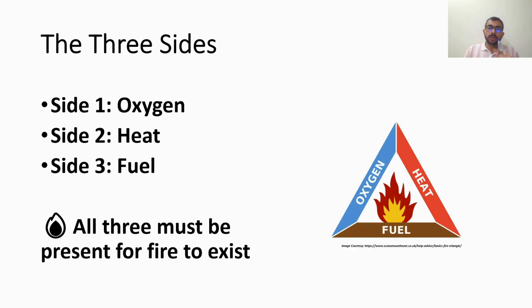So in simple terms, for a fire to exist, there are three elements which need to be present. The first one is oxygen, the second one is heat, and the third one is fuel. If each side of a triangle is represented by one of those elements, oxygen, heat, and fuel, then we get a fire triangle. And as I said before, in order for a fire to exist, all these three elements should be present. If you remove any one of these elements, then the fire will be extinguished. That is the concept behind the fire triangle.